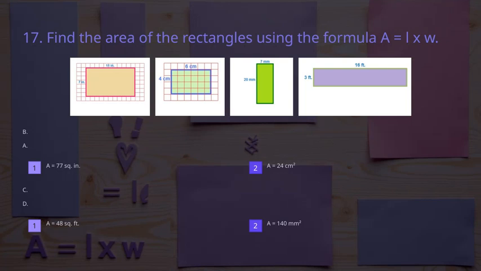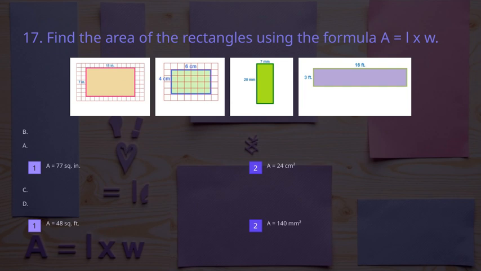All right, let's look at how we find the area of these rectangles using the simple formula A equals length times width. So, for example, in part A, we have an area of 77 square inches. That means if we know the length and width of that rectangle, multiplying those two measurements will give us the total area. Moving to part B, there's an area of 48 square feet. Again, just applying the same idea, but now in different units.